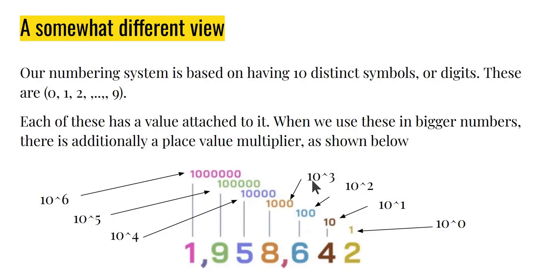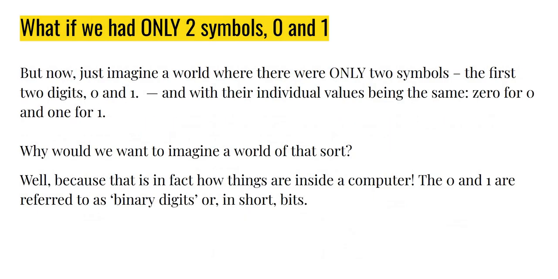Now, this 10 is not a coincidence. This is coming because we have 10 symbols to count. So that is 0 until 9. There are totally 10 symbols to count, each having their own, let's say, value. Now, just imagine for a moment that we were living in a world which had only two symbols, the first two digits, that is, say, 0 and 1. And the values were exactly the same. So 0 for a 0 and 1 for a 1. And let's say that's all we had, and we had to count in that world.